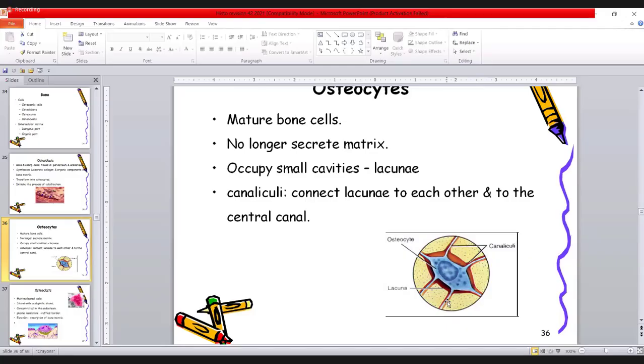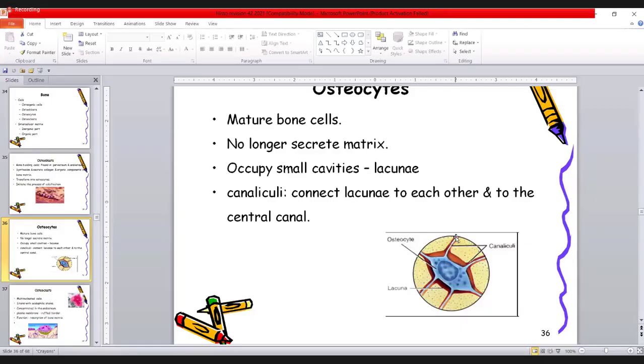Why do these canaliculi join with other canaliculi? For what purpose? To gain nutrients and oxygen. Because the bone lacks blood vessels or nerves, they communicate through this canaliculi, right? So you could add that as well. So that's how you describe the osteocytes.